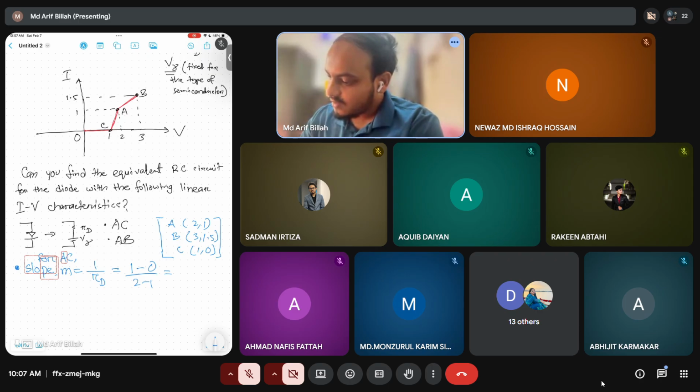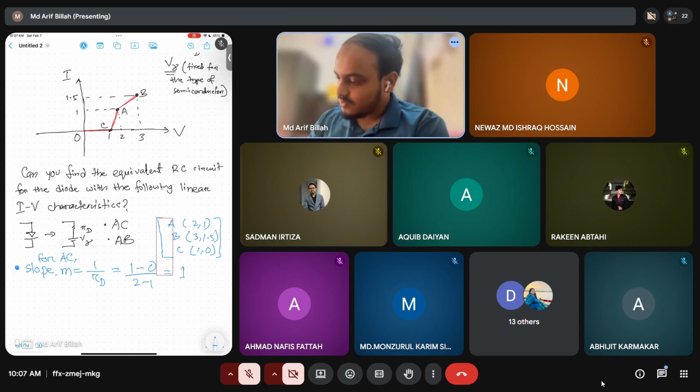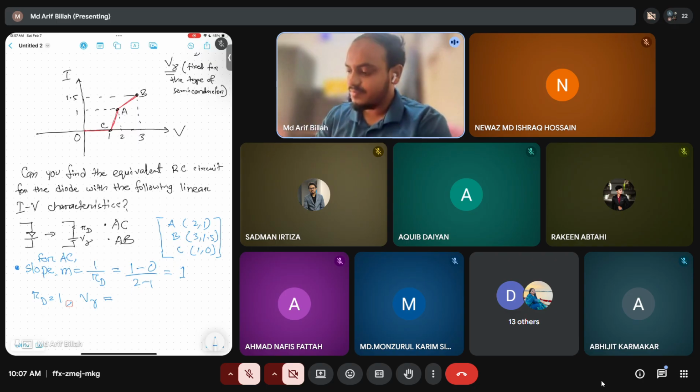So we have just one. 1 over 1 is 1. So RD equals 1. And what will V gamma be? What will be V gamma?